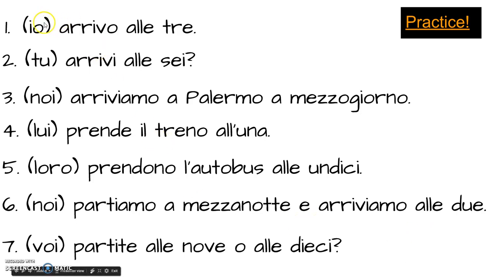You'll notice here that our subject pronouns are in brackets, and that's because in Italian they are not really necessary. Our verb endings already tell us who we are talking about. So when you have arrivo with an O ending, you know that the person is talking about themselves. So anything in brackets here is optional.